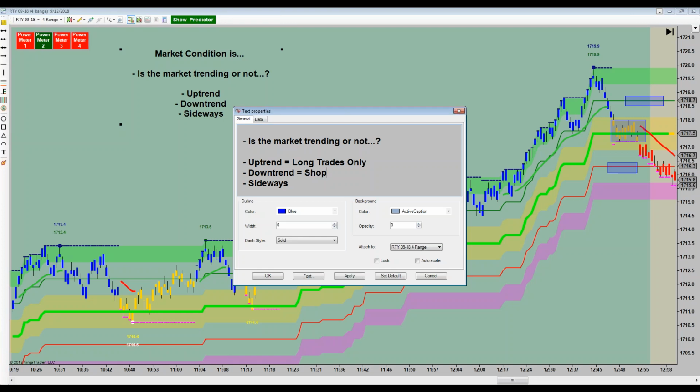Generally, when you're in a downtrend, you're taking only shorts, right? This is really simple stuff. Most of you know this, but it helps to go over it again, especially for anybody who's new. And then sideways, sometimes you can trade both ways.